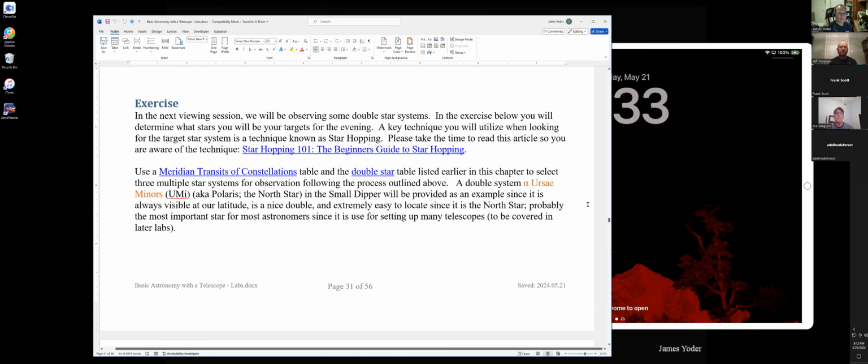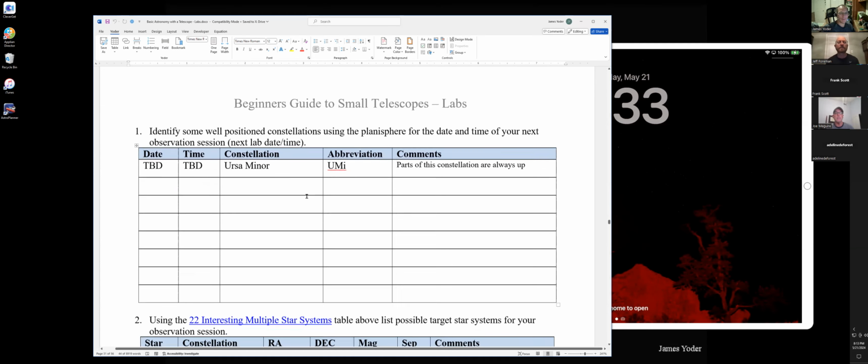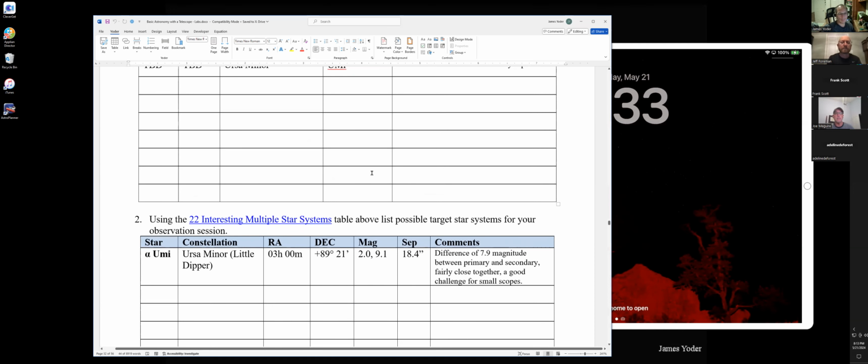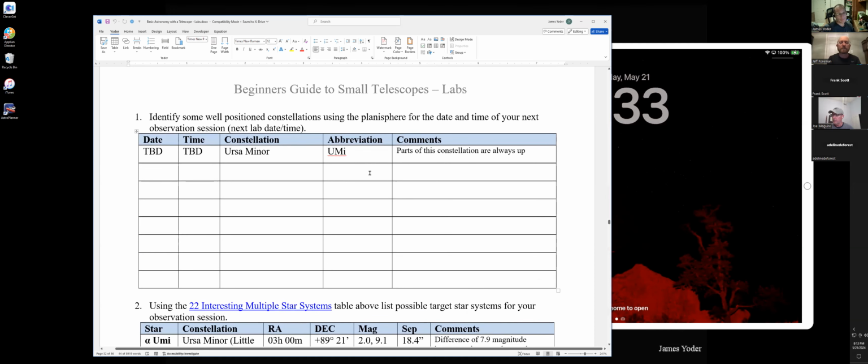Let's see, exercise. If you want, there's no requirement for you to do this, but if you want to go ahead and do the same thing that I just did, look at what stars and constellations are up there. Here are the tables you can use to make a list of double stars that you might want to look at. I'll probably put together a list of double stars. I won't order them or anything. I'll just put a list of double stars out there and email them out before our lab and let you guys play around with them if you want, to do some more research or not. It's up to you.